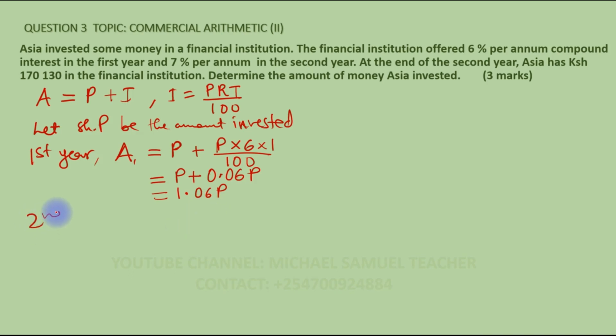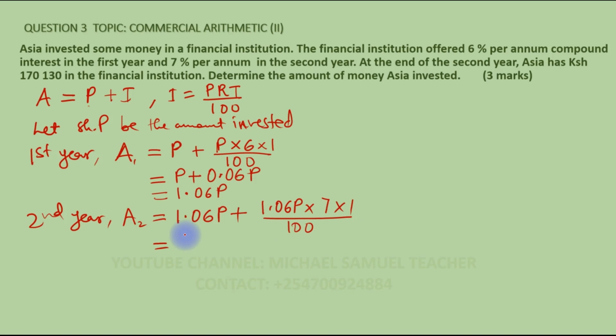Then we get to the second year. So the amount invested in the second year will include that part which was also invested in the first year, the total amount. So the principal amount in the second year will be 1.06P plus the interest earned in the second year, which will be the principal amount, 1.06P, times the rate in the second year, 7 times 1 all over 100. So we end up getting 1.06P plus 1.06P times 7, then we divide by 100.